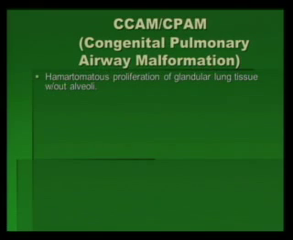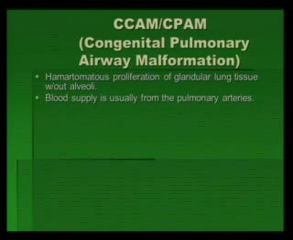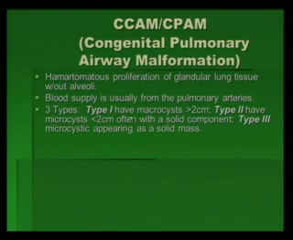This is hamartomatous proliferation of glandular tissue without alveoli. There are no alveoli. Blood supply is usually from the pulmonary arteries. The sequestrations get blood supply from the systemic aorta or a systemic branch. This is usually going to get their blood supply from the pulmonary arteries. There are 3 types that you should know.